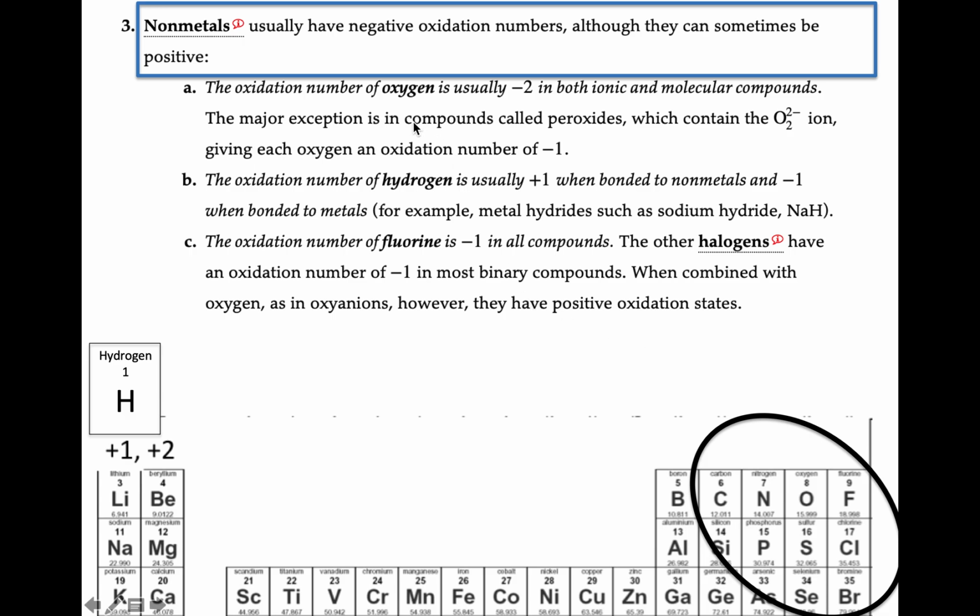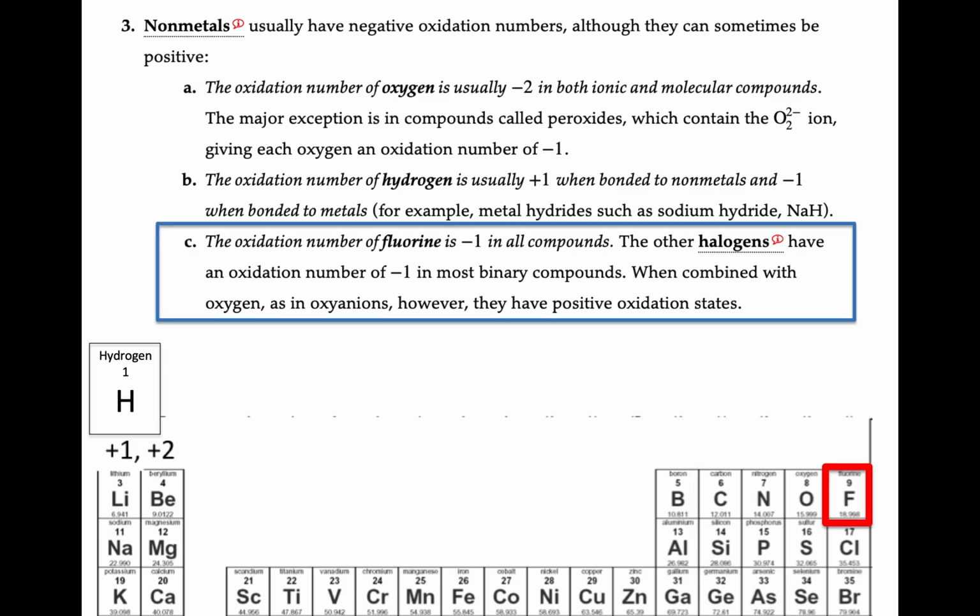This description, nonmetals usually have negative oxidation numbers, although they can sometimes be positive, is describing some variability. It's not as clear as in our earlier examples, so we have to be a little bit more careful and understand what this is saying. Let's step through the points.